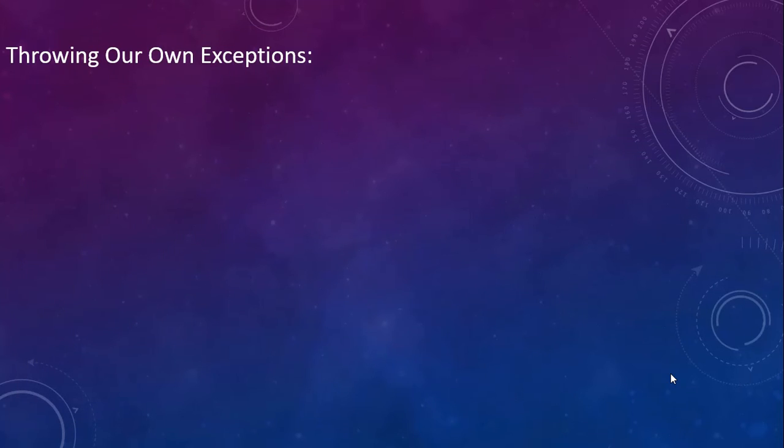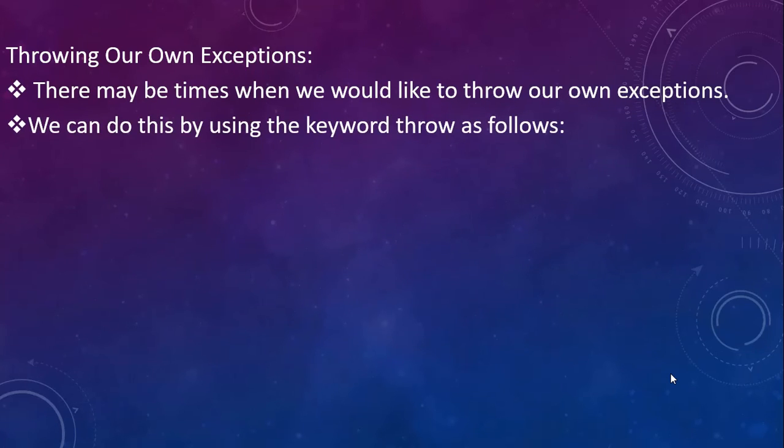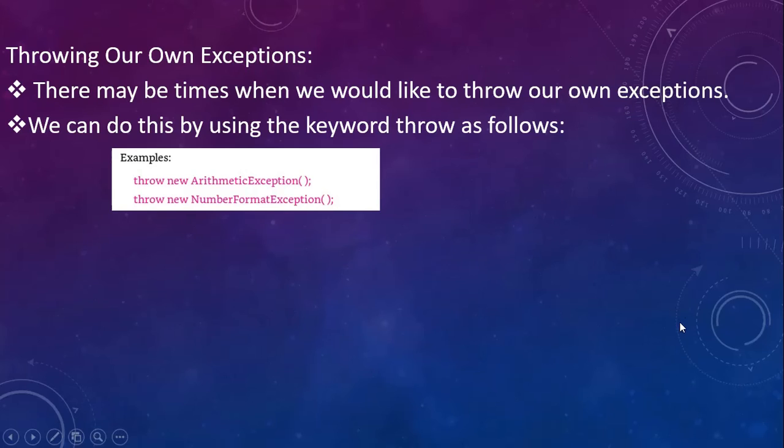We can also throw our own exceptions in Java. There may be times when we would like to throw our own exceptions. How can we do this? We can do this by using the keyword called throw, as follows. Just an example: throw new ArithmeticException. So what I am throwing is a new object, which is of the type ArithmeticException. As we have already seen, ArithmeticException is raised when we have an error, for example, divide by 0.